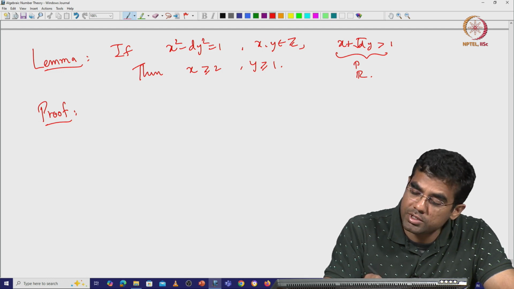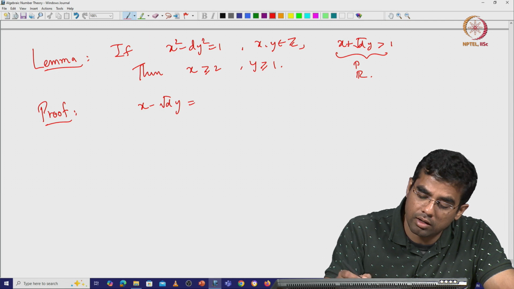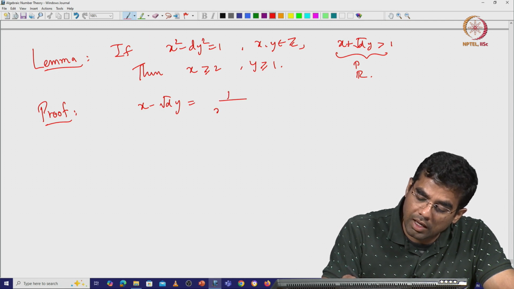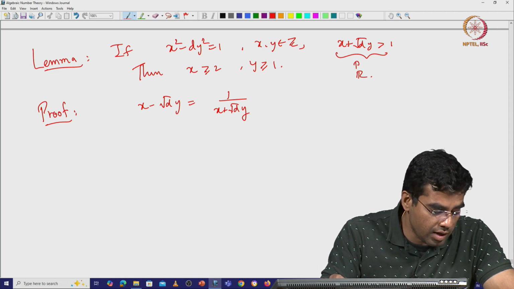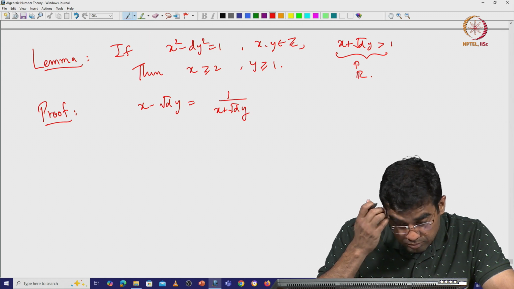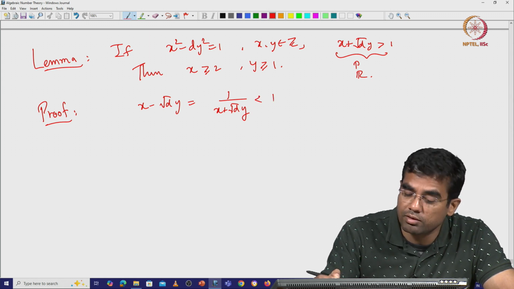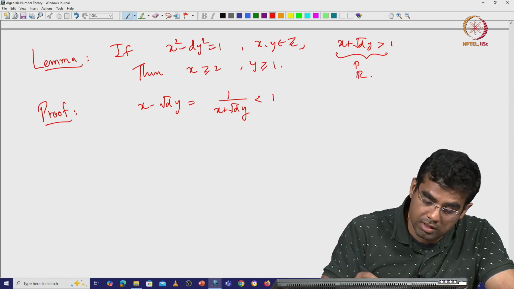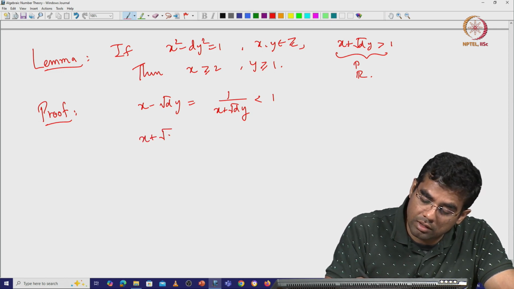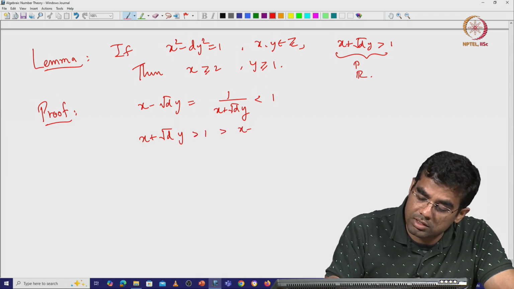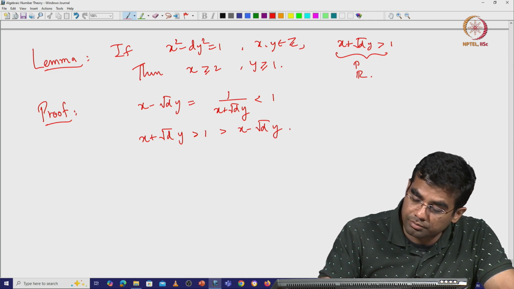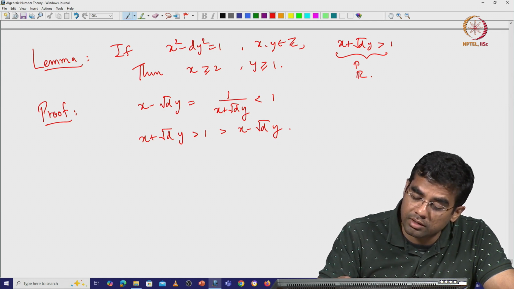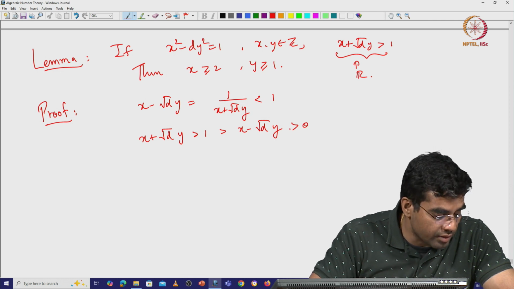Okay, so how do I do this? What happens if I look at x minus square root of d y? This is 1 over x plus square root of d y, just because the norm of x plus square root of d y is 1, and so this thing will be less than 1. This is by our hypothesis. So, what we have is x plus square root of d y is bigger than 1, which in turn is bigger than this quantity, and because x plus square root of d y is positive, its reciprocal is also positive. So, we have this.